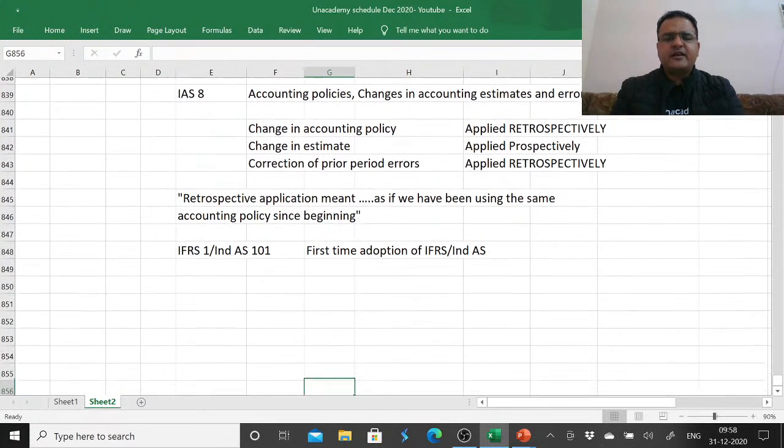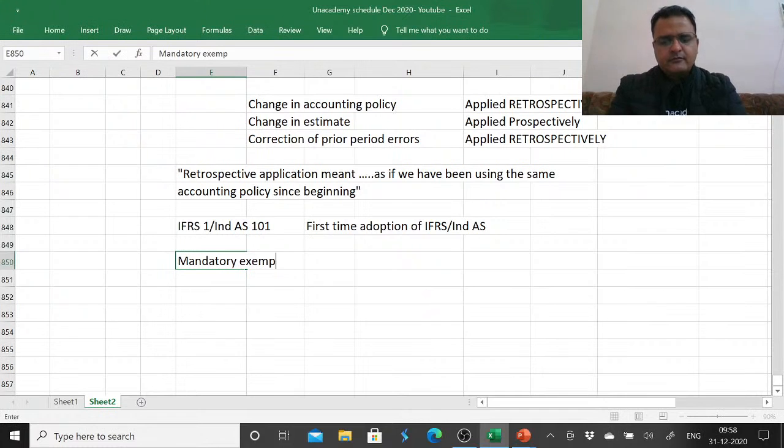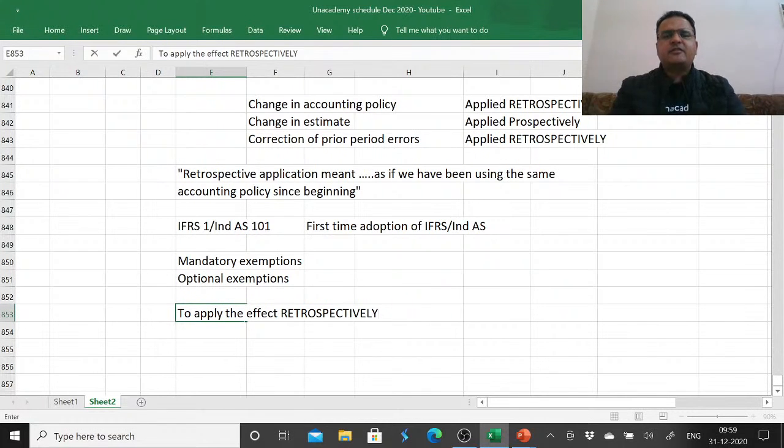This is actually a facility standard. I call it a facility standard because it gave us relaxation from applying the effect retrospectively. What was the relaxation given? There are mandatory exemptions and there are optional exemptions to applying the effect retrospectively. So it doesn't make our life complex, it makes our life easy. IFRS 1 or Ind AS 101 makes our life easy, as it opens up the door to implement IFRS and Ind AS for the first time.